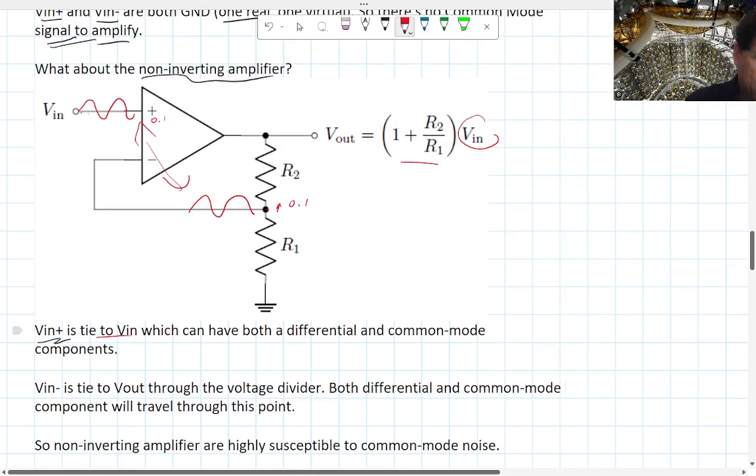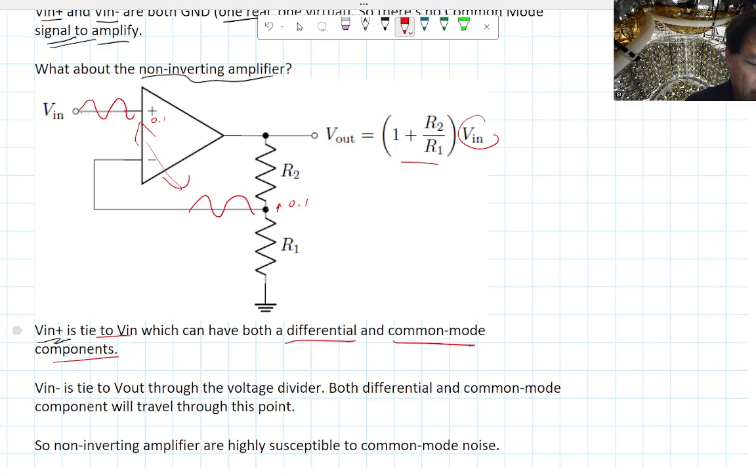So this is the case where the non-inverting amplifier has both the differential and the common mode components in it. Therefore, if your op amp has a low common mode rejection ratio, you start amplifying this common mode shift between the two inputs.